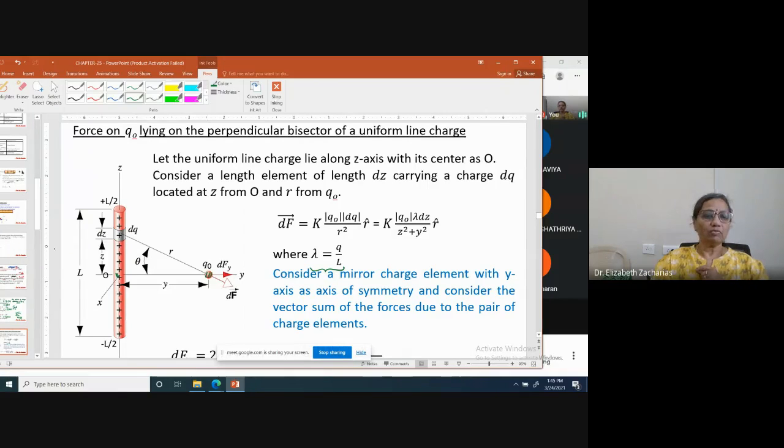Now we have to look for symmetry in this problem. We will choose the origin in such a way that it is at the midpoint of this line charge, and this line charge extends from minus L by 2 to plus L by 2, so that the total length is L and the origin is exactly halfway. Now I am taking my y-axis, and on the y-axis I place my charge q naught. I want to find out what is the force on q naught.